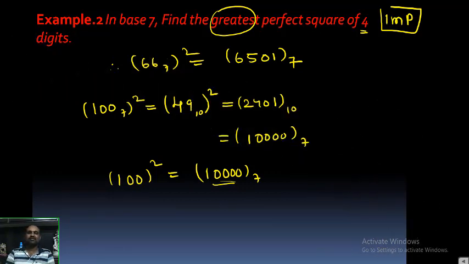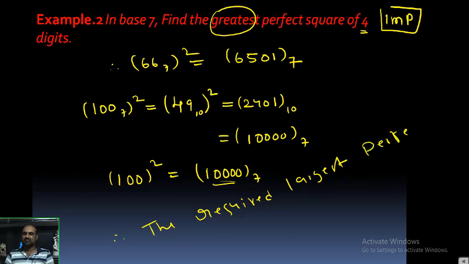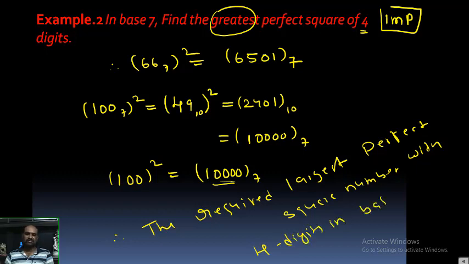Therefore the required largest perfect square number with 4 digits in base 7 is 6501. That's all.